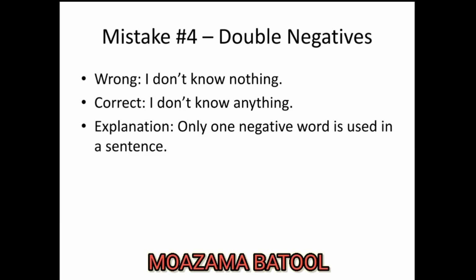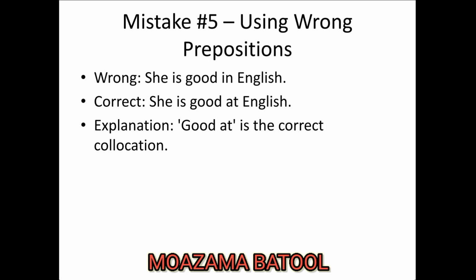Next, mistake number 4, double negatives. Sentences which have two negative words in the same sentence. So the wrong sentence: "I don't know nothing." Here double negative words have been used, don't and nothing. So the correct sentence: "I don't know anything." Only one negative word is used in a sentence. This is the rule.